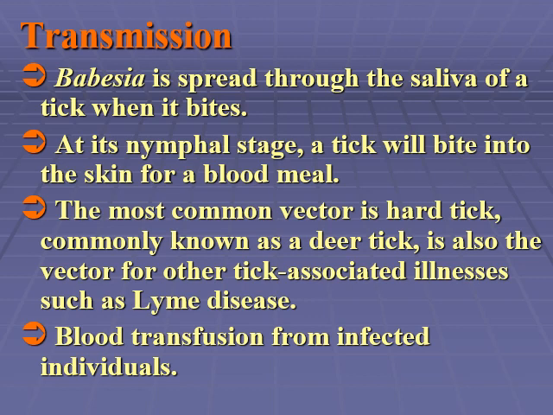The most common vector is the heart tick. طبعا هناك أنواع من التك، فالهارت تك هو اللي ينقل الديزيز commonly known as deer tick, is also the vector of other tick-associated illness such as Lyme disease اللي هو bacterial infection. إذا التك ما ينقل لنا فقط الباراسايت، ينقل أيضا bacterial. هذا هو الهارتك، هاي بيكتشر للهارتك اللي ينقل لنا البابيزيا.